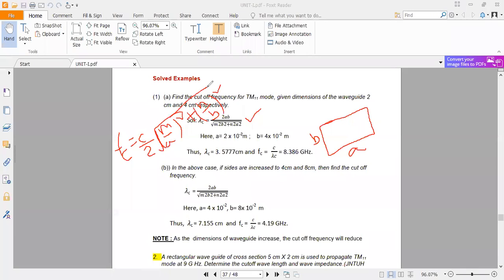Okay, what is m and what is n? Tell me. You can use this formula lambda c, no problem, or else straight away, because we need the cutoff frequency. Straight away you can use this formula. What is m and what is n?